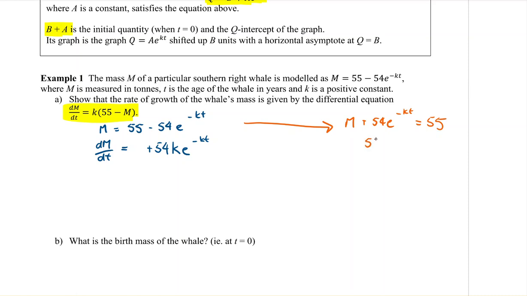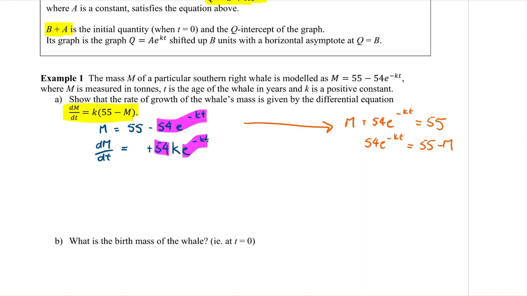And then the 54e to the minus kt, let's move the m away now, would be 55 minus m. Now the reason I did that was because that 54e to the minus kt is in both my m equation and my dm over dt equation. So see it, let me use a pink highlighter. So there's my 54e to the minus kt, and there's the 54e to the minus kt.